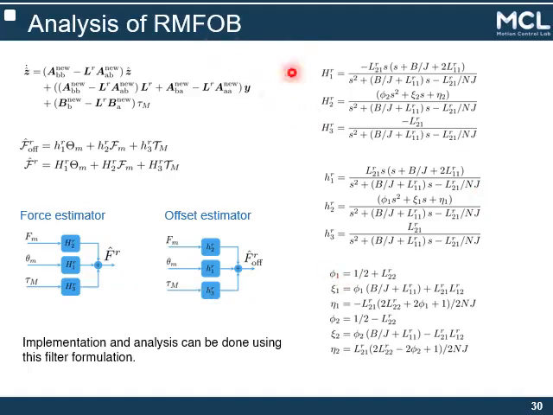This filter formulation is helpful when investigating how the observer gain affects the observation performance. Two estimators are of interest in this paper, the force estimator and the offset estimator. The formulation shows that this force and offset estimation utilize multiple sensors, the force sensor and encoder, and even motor torque information.